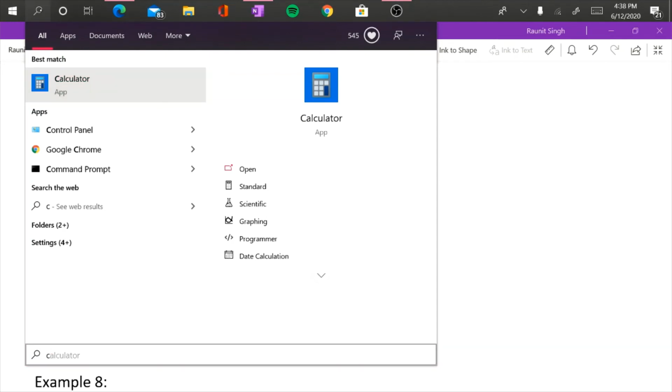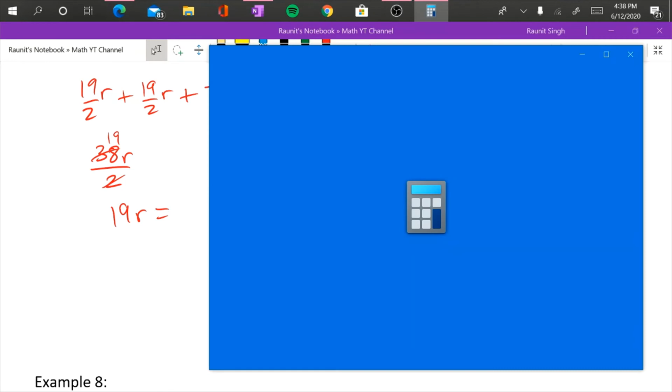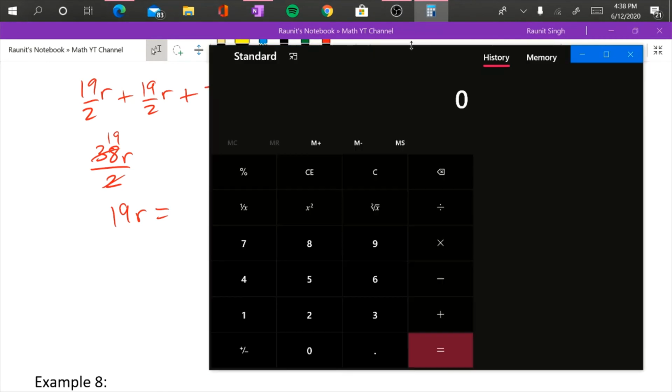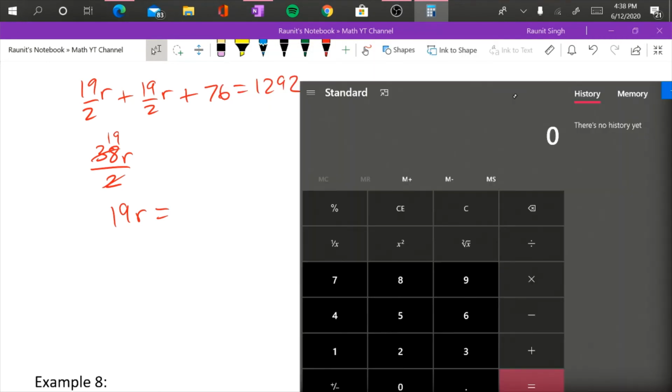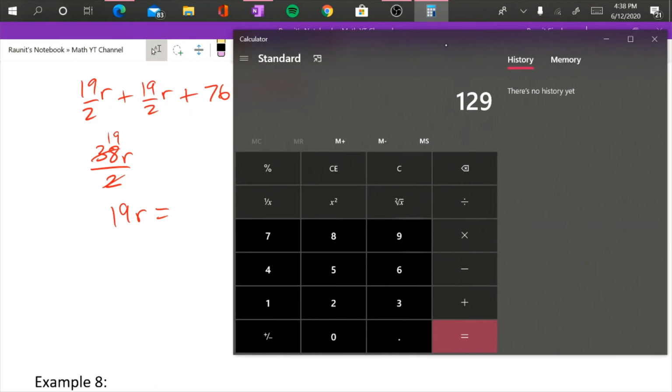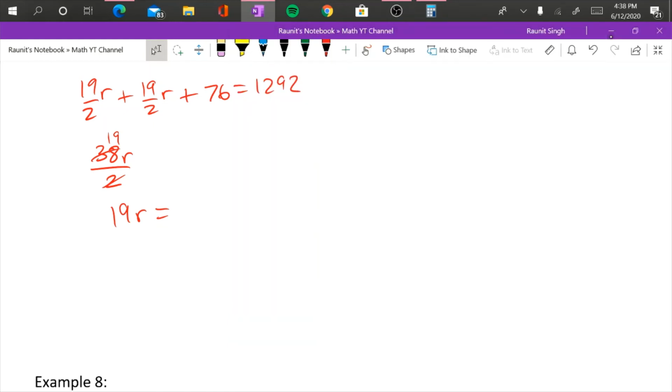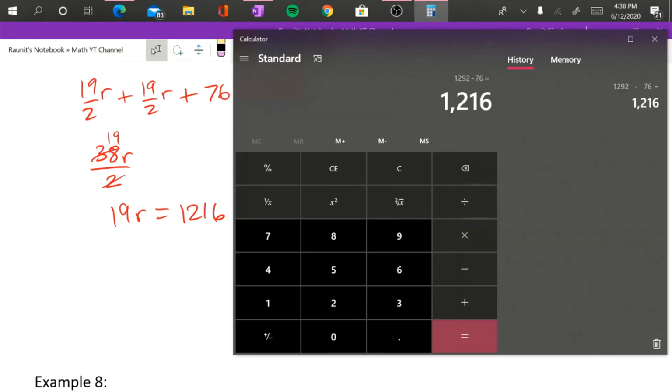Okay, so while we wait for it to open, 1292 minus 76, which is equal to 1216. So we have 19r is equal to 1216. And we're going to divide both sides by 19 so that we can get 64. So r is equal to 64.